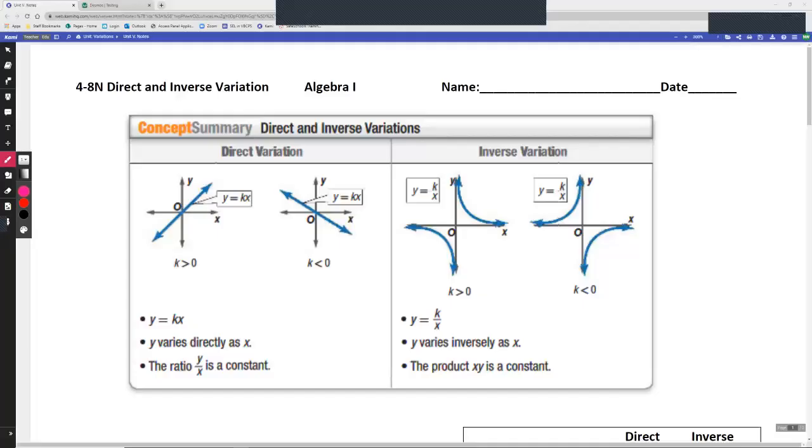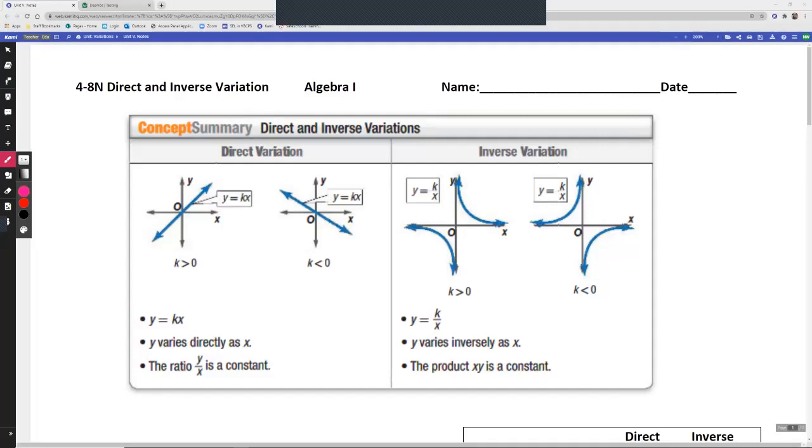In this lesson, we are going to go over what's called direct and inverse variation. And if you are unsure what those two things are, no worries. I'm going to go over that stuff with you right now. So when we're dealing with direct and inverse variation, direct simply means that as one thing changes, as our x changes, our y changes with it.